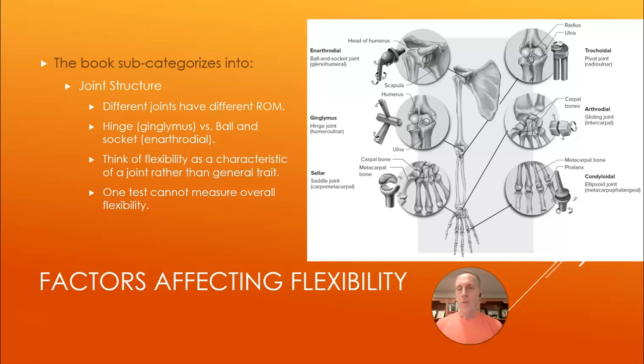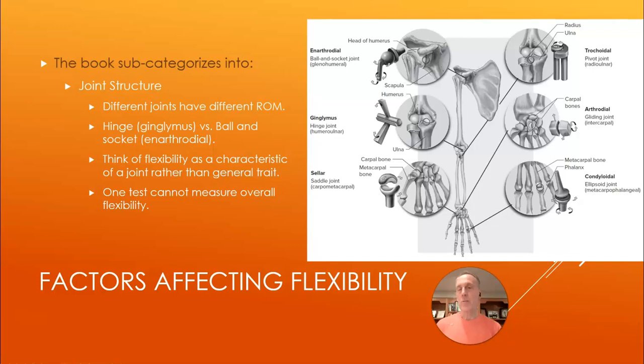So the different joints have different range of motion. If you look at those two, you can already see that the range of motion is different. And if you're somebody who works out or has participated in any kind of activities, you know the range of motion for your elbow joint is way different than the range of motion for your shoulder or your hip. The book notes that you have to think of flexibility as a characteristic of a joint as opposed to being a generalized trait for the person. But there are some people who are, in essence, just hyperlax. They're really flexible people. And the book notes that also you can't have one test that measures overall flexibility.